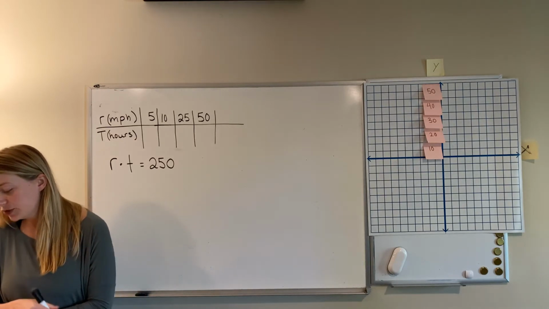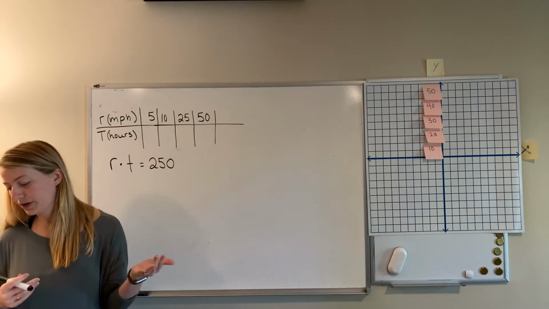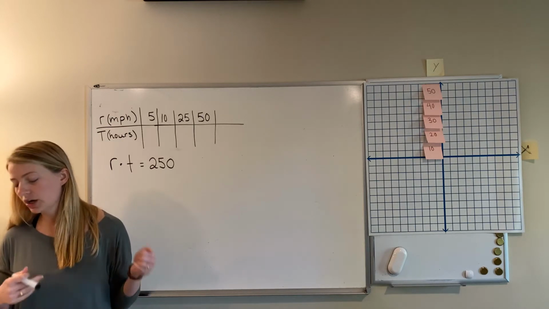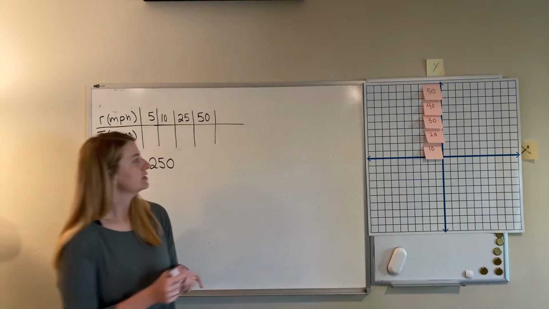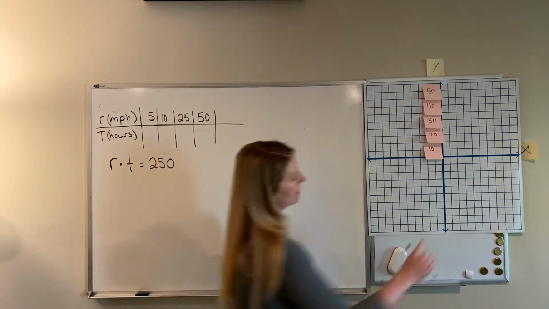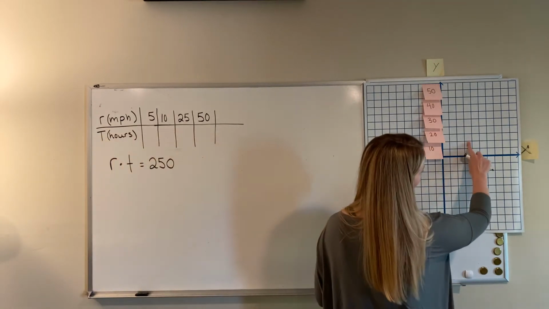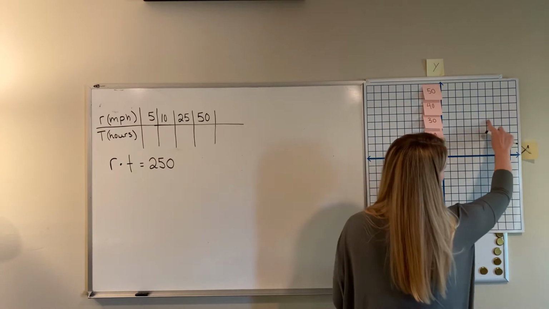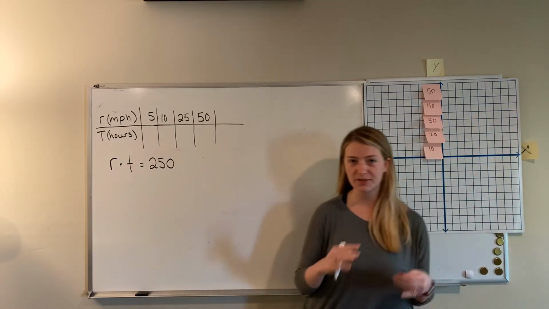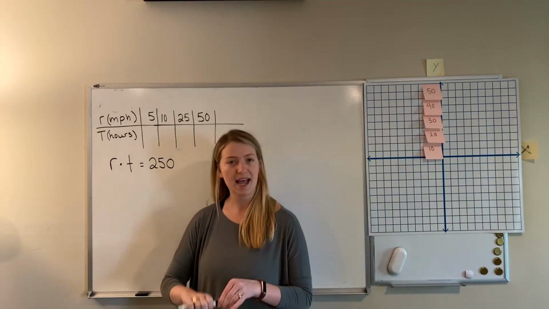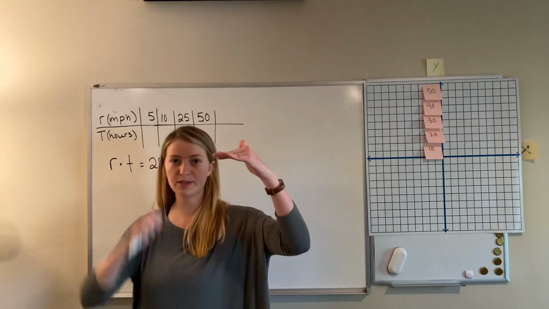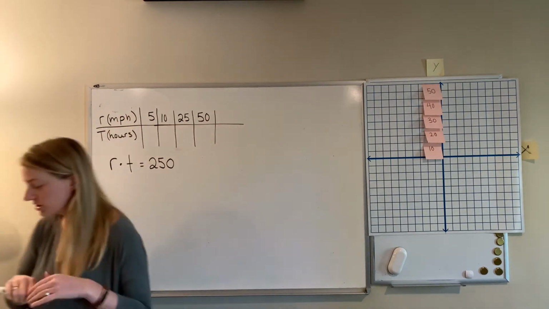Recall that some situations in which y increases as x increases are direct variations. So as x increases, y increases. And that's our very standard positive slope graph. As one goes up, the other goes up. That's our direct variation.